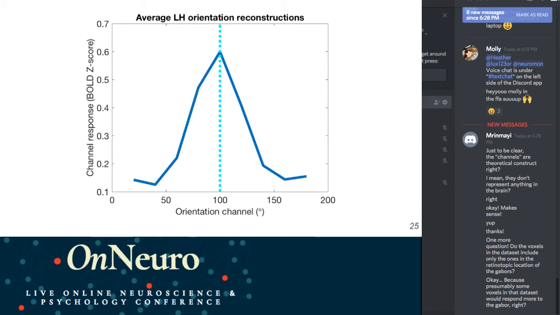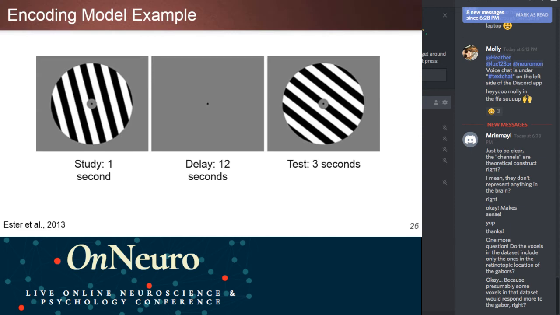So this is great, and I hope it wasn't too complicated, but we haven't really been able to decode novel stimuli in this example, right? So all of the gabors were at 20-degree intervals. And what I said before was that the encoding model is useful because it's able to decode novel stimuli, right? So let's go to another example.